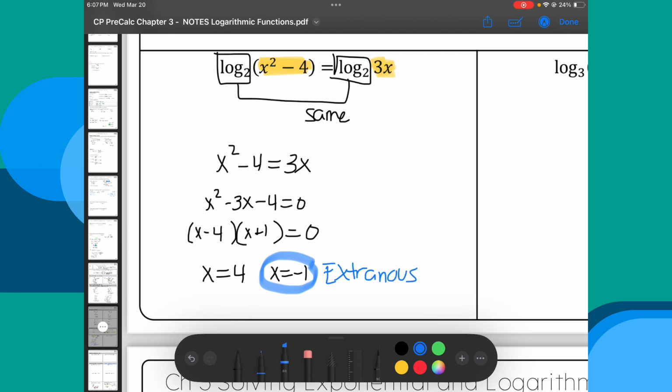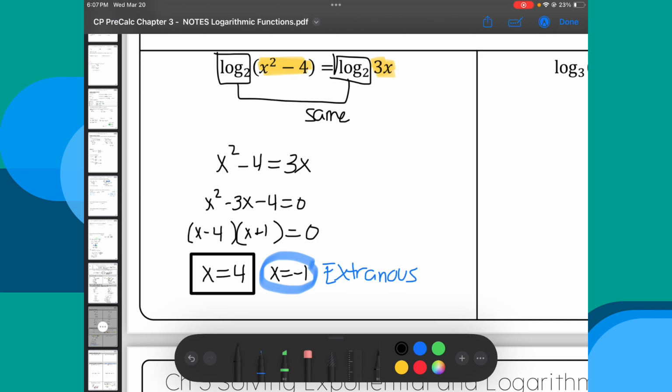Try the other one. So we take 4 and plug it back in. 4 times 3 is 12, so that's positive. I'm going to check this log as well. 4 squared is 16, minus 4 is 12. So that gives us a positive number. So our answer is just x is equal to 4.